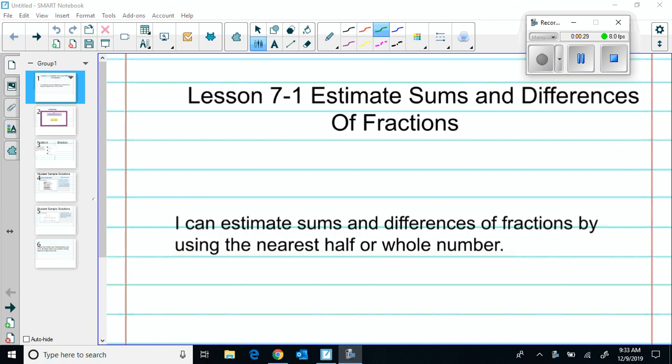Your I can statement for this topic is, I can estimate sums and differences of fractions by using the nearest half or whole number. So once again, you're going to look at a fraction and you're going to ask yourself, is that closer to 0, a half, or a whole when we go to estimate? Super easy and lots of fun.